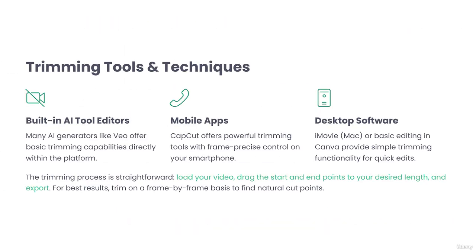You can trim your clips directly within Veo if the tool supports it, or use simple video editing software like CapCut, iMovie, or even Canva. Just load your video, drag the start and end points, and export again. Clean, tight editing makes your content feel more intentional and professional, so don't skip this step.